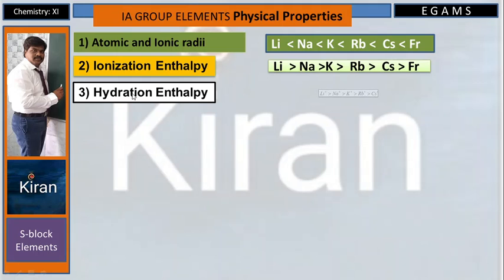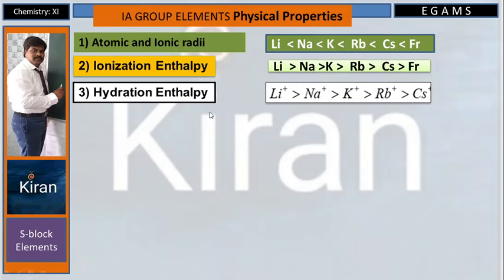Third topic is hydration enthalpy. Hydration enthalpy depends upon the ionic radius of the atom. So here the lithium ion's radius is less, hence its hydration energy is high. This is the order of hydration energy. In this group, lithium ion has the highest hydration energy and the cesium ion has the lowest hydration energy.